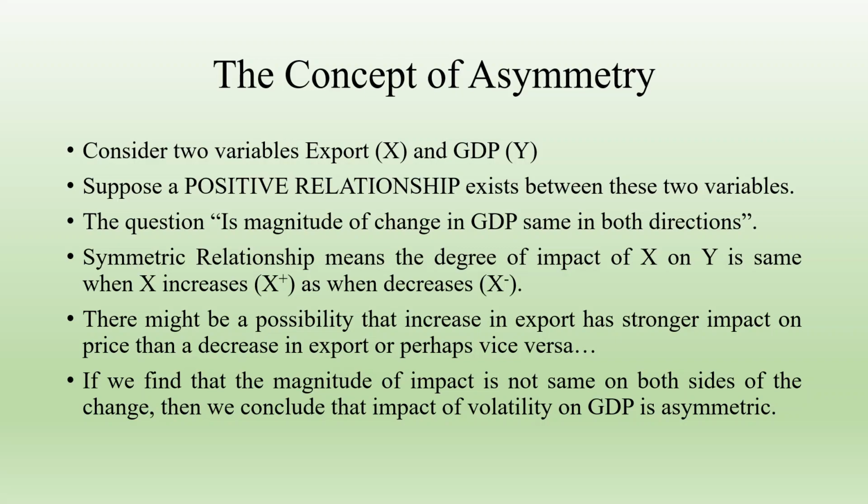Consider two variables, export X and GDP Y. Suppose a positive relationship exists between these two variables. The question is, is the magnitude of change in GDP the same in both directions? Quite not. A symmetric relationship means that the degree of impact of X on Y is the same when X increases as when X decreases. There might be a possibility that an increase in export has a stronger impact on GDP than a decrease in export, or perhaps vice versa. If we find that the magnitude of impact is not the same on both sides of the change, then we conclude that the impact of X on GDP is asymmetric.